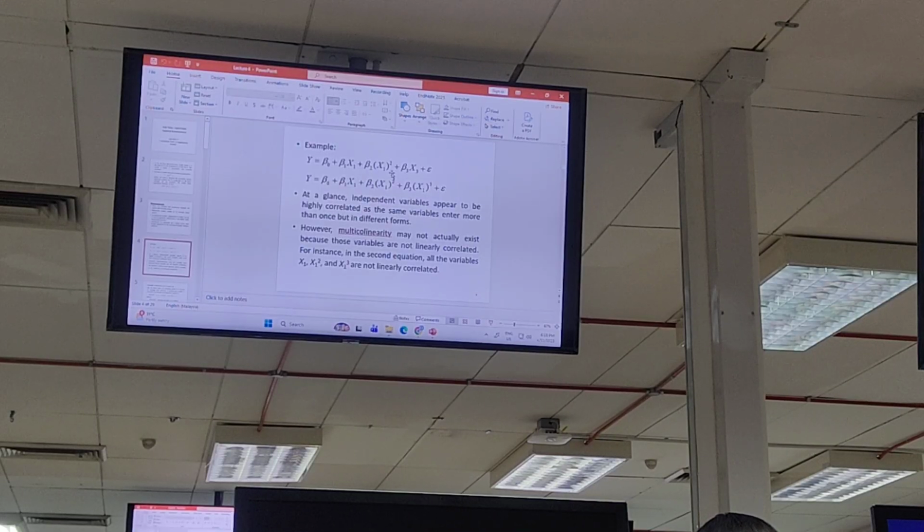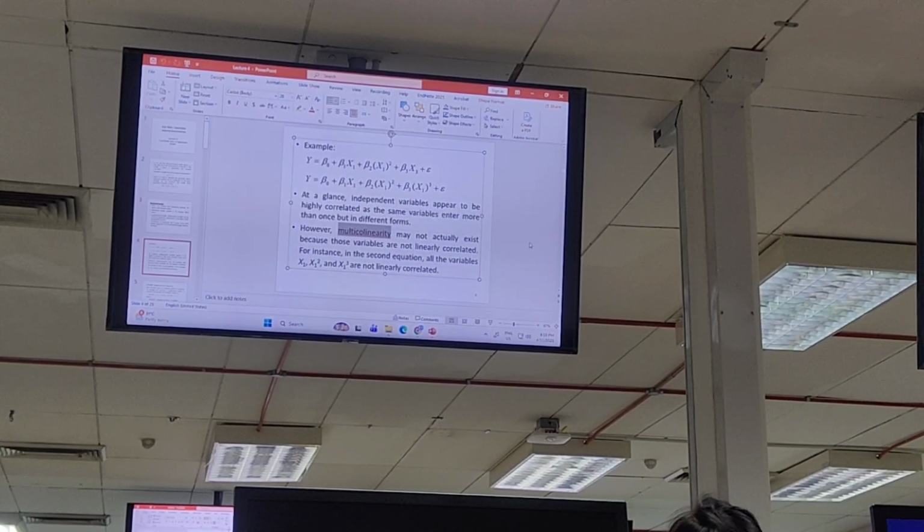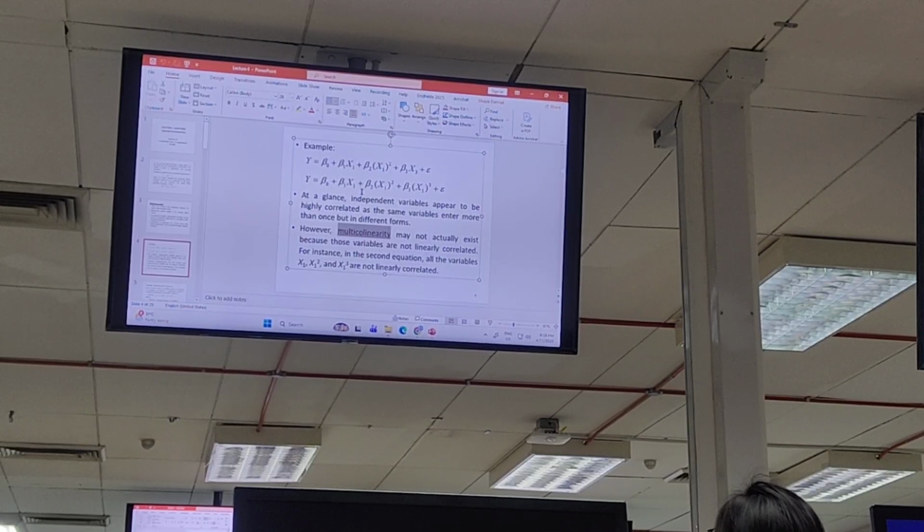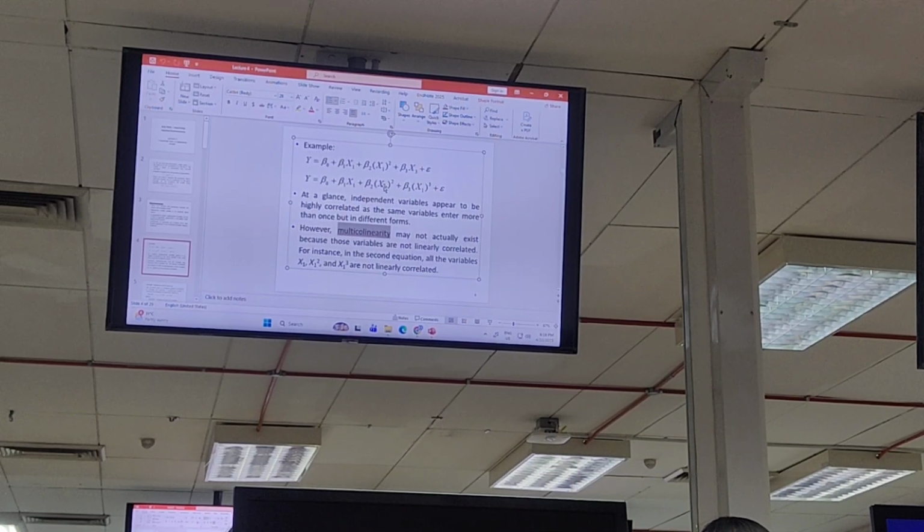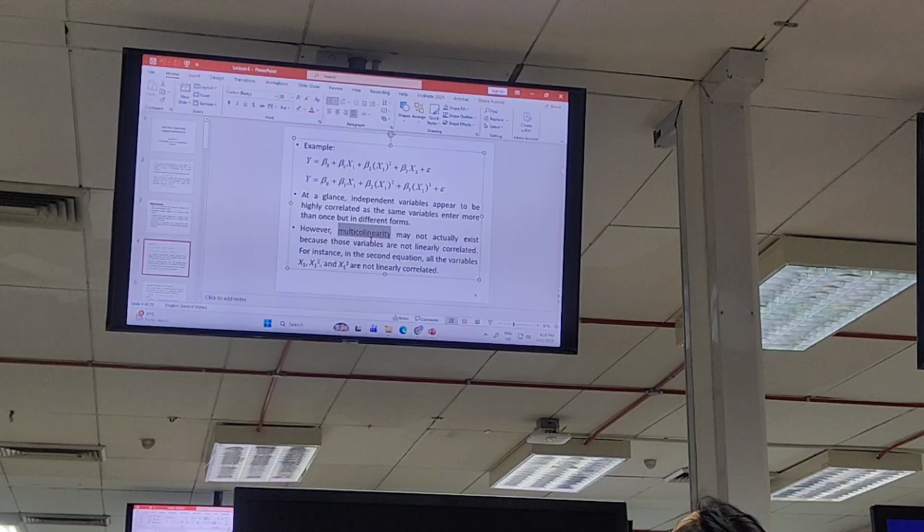So at a glance, independent variables appear to be highly correlated because we have x1 here, we have x1 here, as the same variable enters more than once but in different form. However, multi-collinearity refers to a situation when we have linear dependence between independent variables. For example, x1 equals 2 times x2, and then you have multi-collinearity or collinearity. Next week we will discuss the topic of multi-collinearity. We need to avoid having that problem.